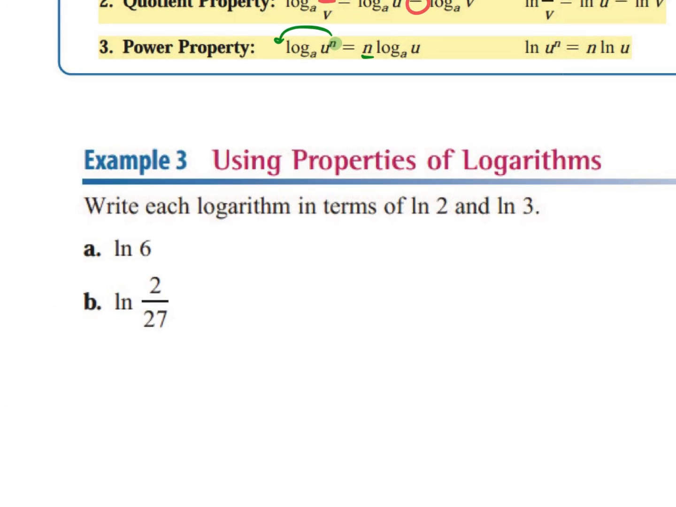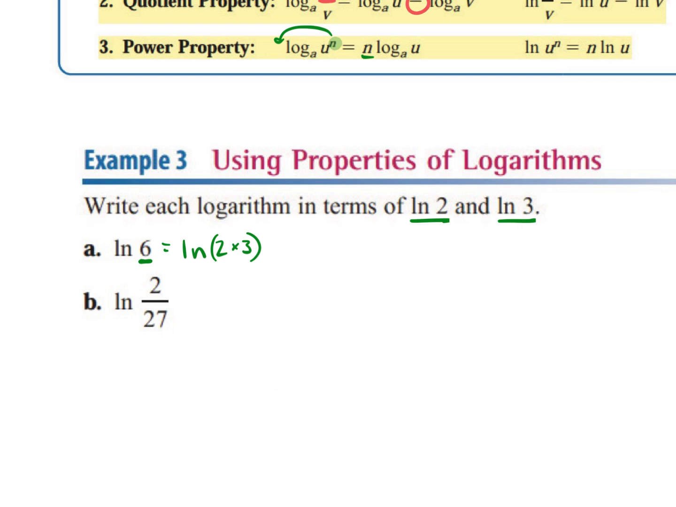Let's look at example 3. We want to write each log in terms of ln of 2 and ln of 3. So we want to split 6 apart, either with multiplication, division, or exponents using 2 and 3. How do you think we can make 6 using 2 and 3? With multiplication, we can multiply 2 times 3. So this ln of 6 is the same thing as saying ln of 2 times 3. We're not changing the value of 6, we're just changing the way that it looks.